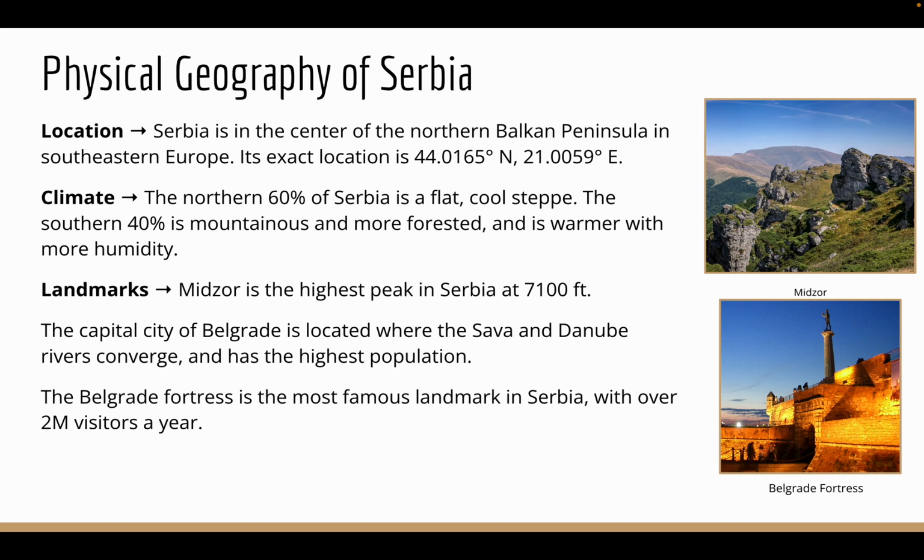Some important landmarks in Serbia would be Midzor, which is the highest peak in Serbia. It's in southern Serbia, and it's 7,100 feet tall. The capital city of Belgrade is located where it is, as there's a confluence of the Sava and Danube rivers. Belgrade has the highest population of any city in Serbia. The Belgrade Fortress is the most famous landmark in Serbia, and it has over 2 million visitors each year.